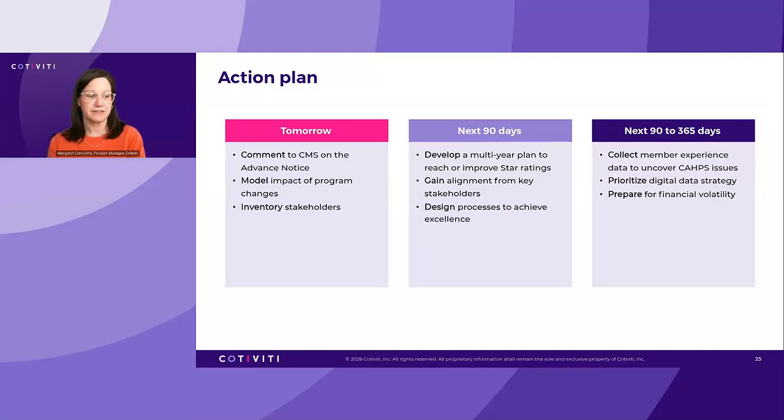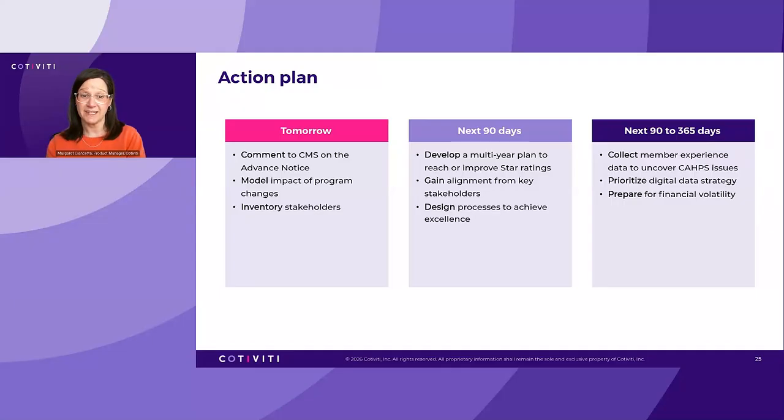Finally, inventory stakeholders. Do all of the right people have a seat at the table? STAR success requires enterprise-wide communication, collaboration, and alignment. You won't succeed if everyone isn't working towards the same goals and priorities. If you're not including the right people, that won't happen.